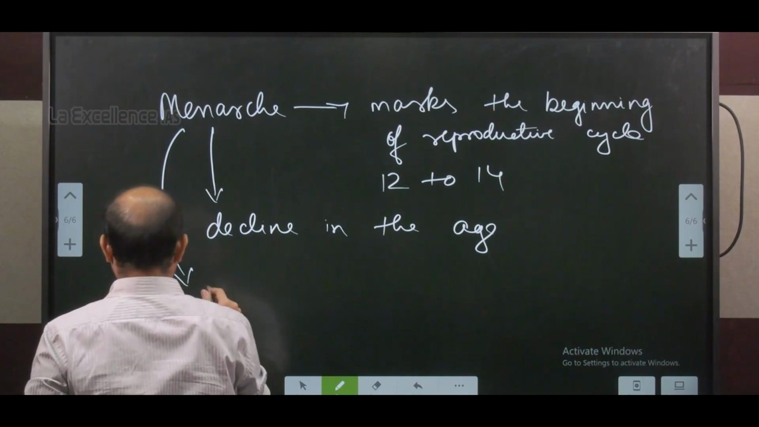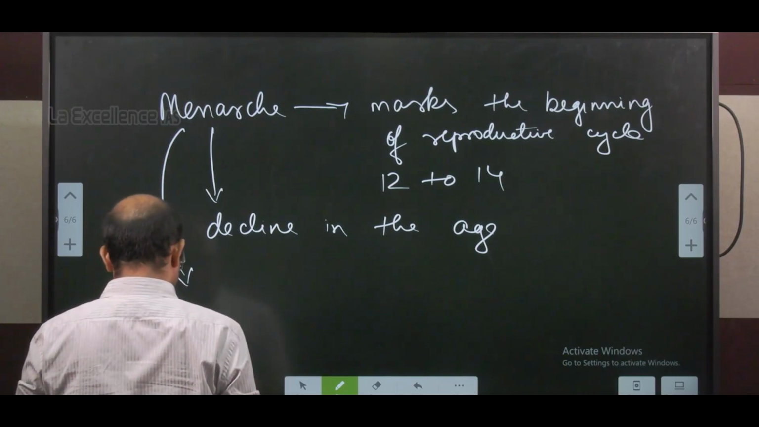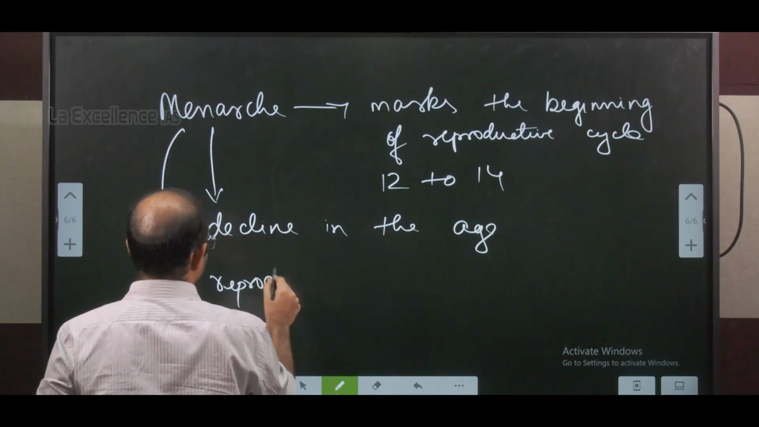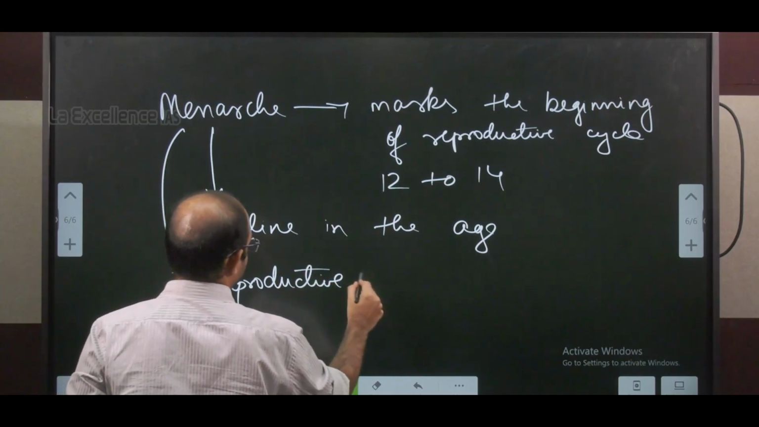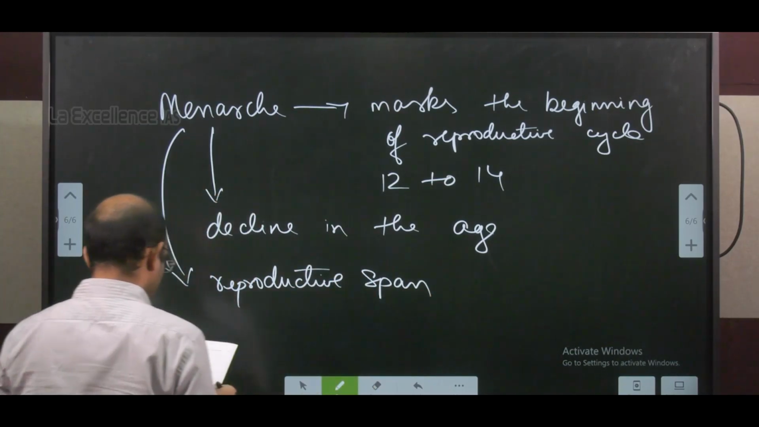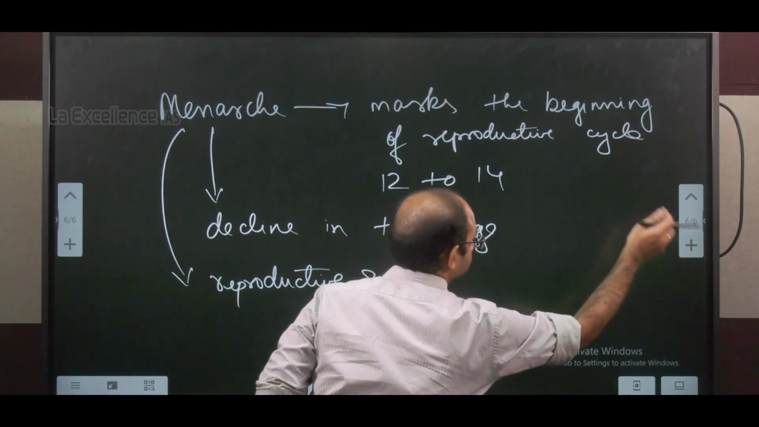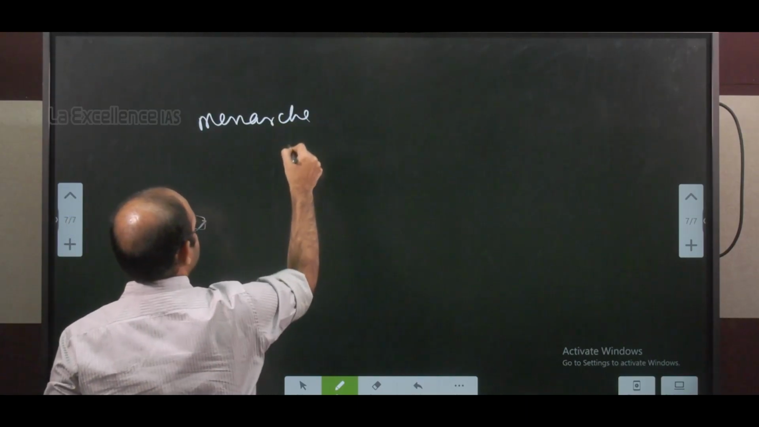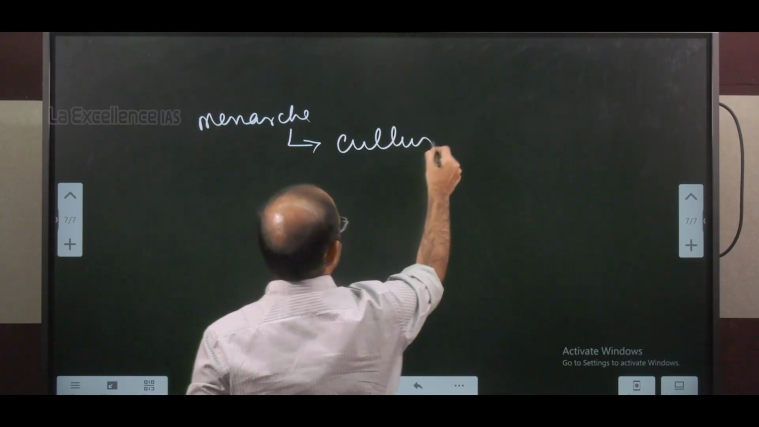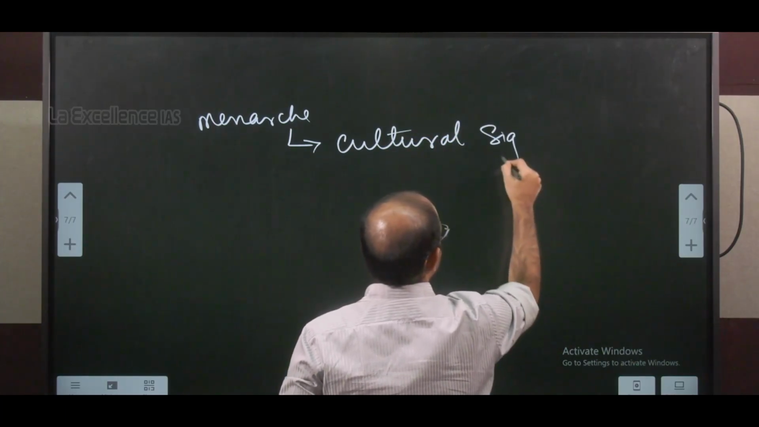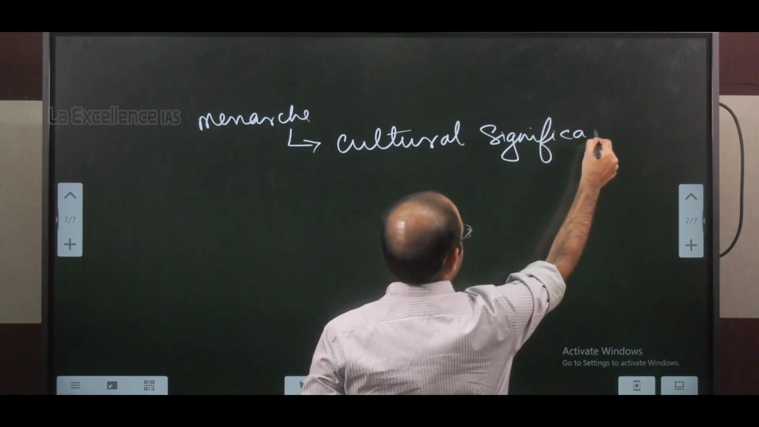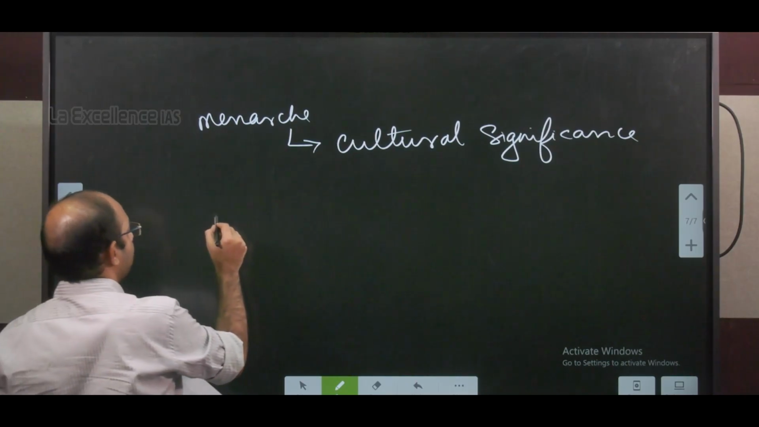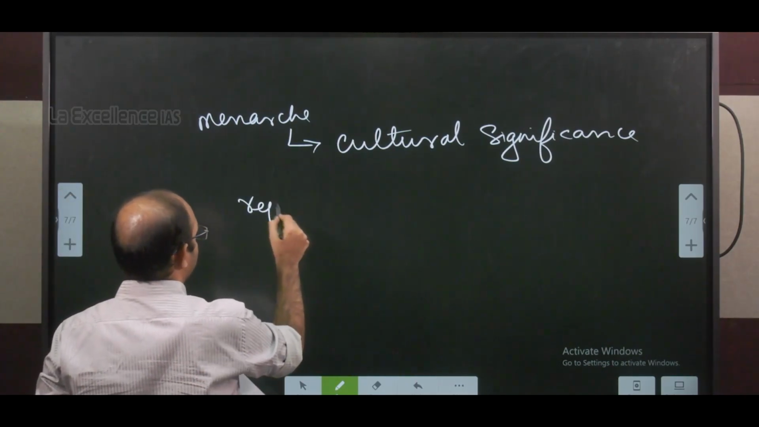And with this, what is the significance of menarche? The significance of menarche is that it marks the beginning of reproduction or the reproductive span. This period between menarche and menopause is called the reproductive span. So talk about that. Then menarche also tends to have some kind of cultural significance. Discuss this. You have many puberty rituals celebrating menarche.